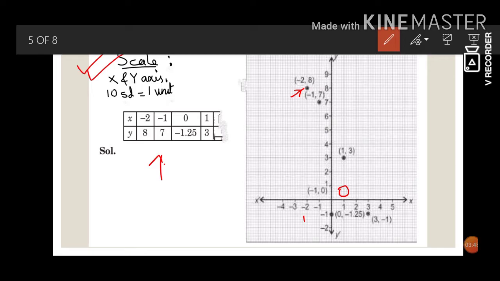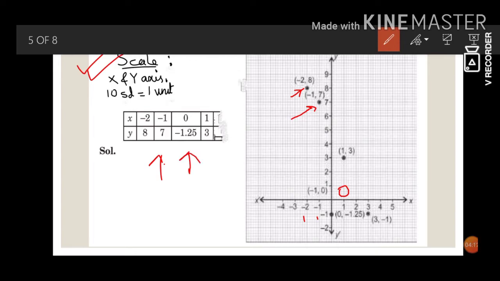Then the next point is minus 1 comma 7. The value of x is minus, so we will go towards our left hand side, and the value of y is plus, so we will go towards the top. So minus 1 is over here and we have gone straight up to coincide with the point y equal to 7. So this point is known as minus 1 comma 7.